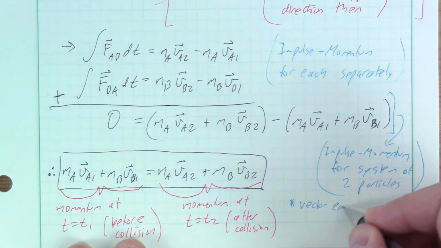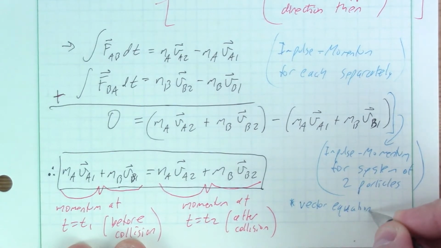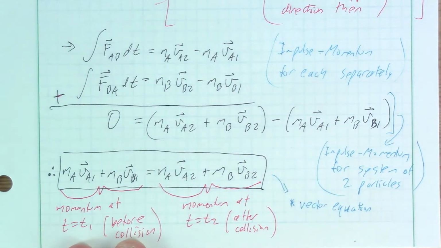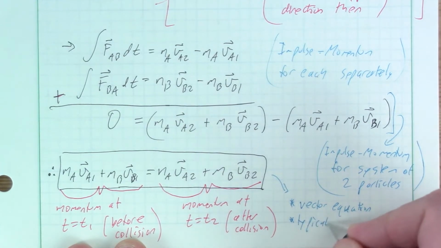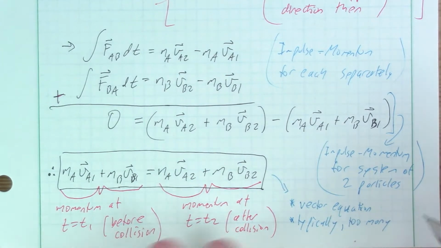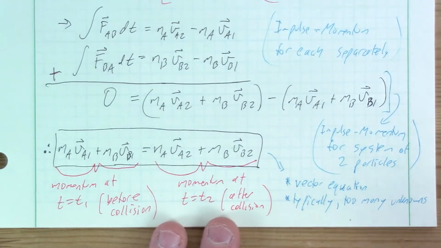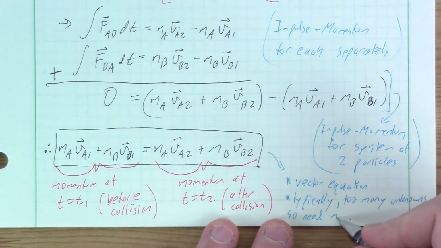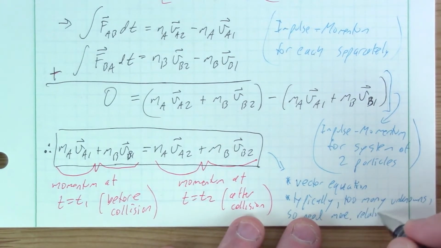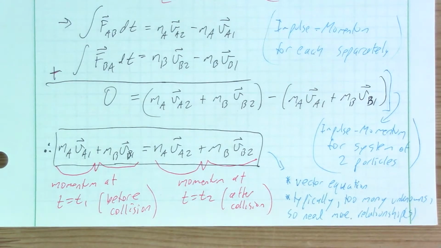This is a vector equation. Let's make a few observations here. We've got a vector equation, and typically there are too many unknowns to actually solve this, so we often make some assumptions along with it. Too many unknowns, so we usually need at least one more relationship. We'll wrap up our discussion in this video with that.